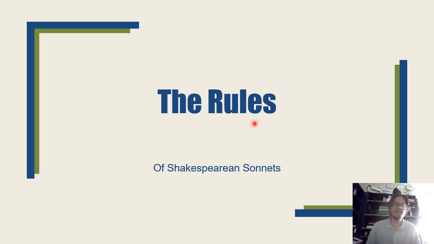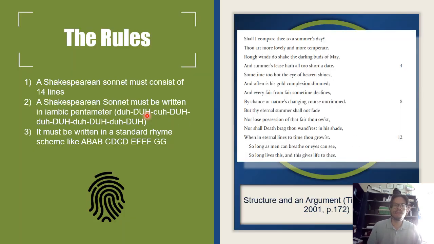There are some rules, okay? So there are 3 rules of the Shakespearean sonnet. The 3 rules are as follows. Number 1, a Shakespearean sonnet needs to have 14 lines, okay? Number 2, a Shakespearean sonnet must be written in iambic pentameter. We haven't done this in class. We've looked at syllables, but there's 10 syllables in a line of poetry for a Shakespearean sonnet, and it classically follows this pattern. Da da da da da da da da da da.